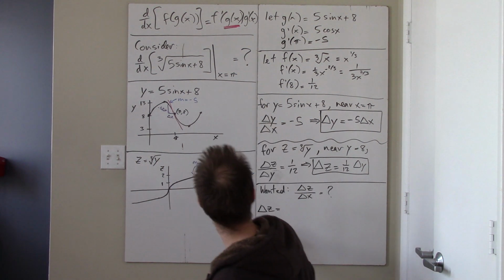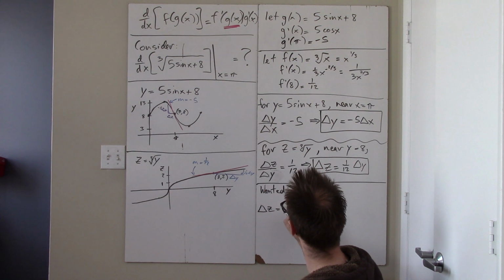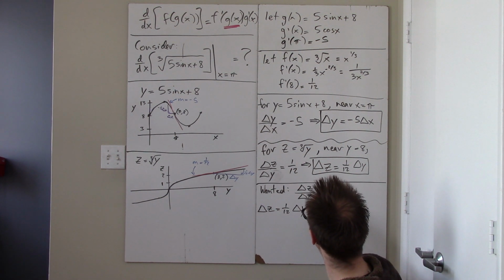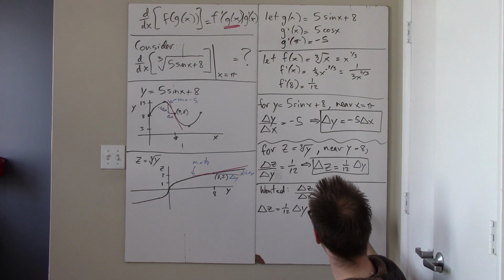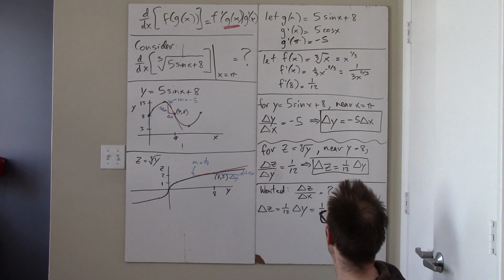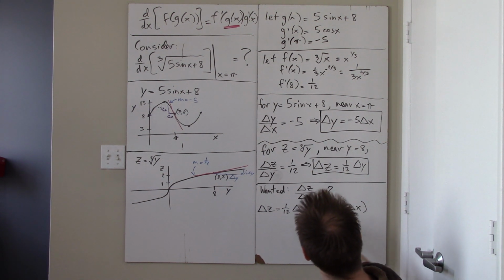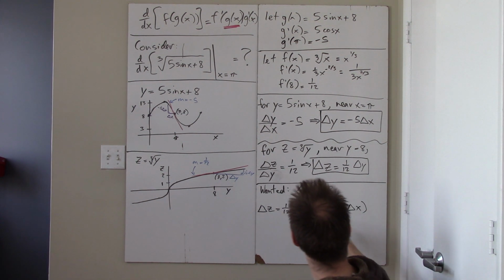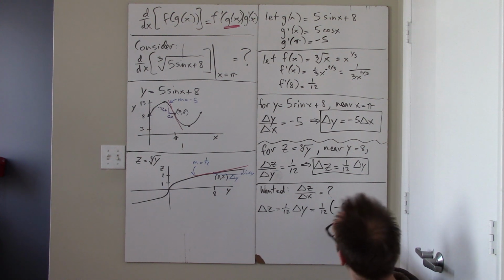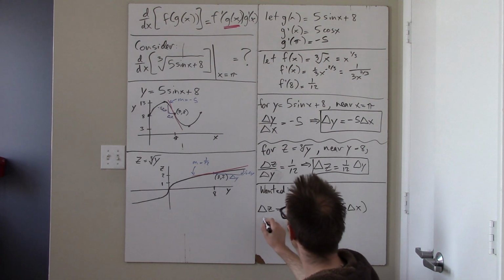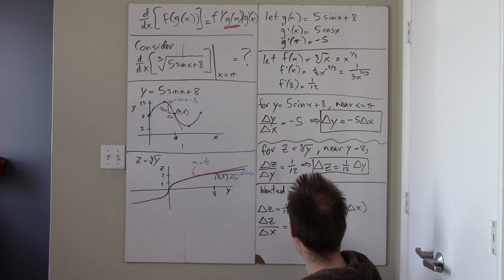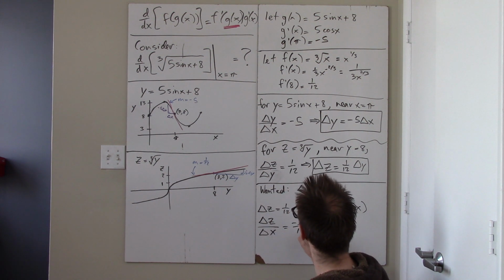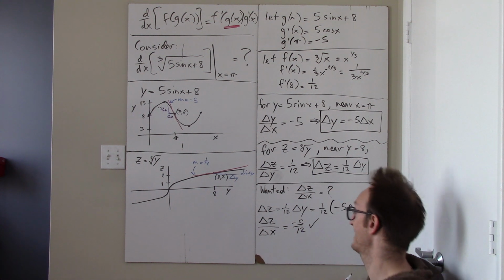What is delta z? It's 1/12 delta y, and delta y is itself, just doing substitutions now, -5 delta x. And so delta z is just 1/12 times negative 5 times delta x. And I conclude that delta z over delta x is negative 5/12, which is the correct answer.